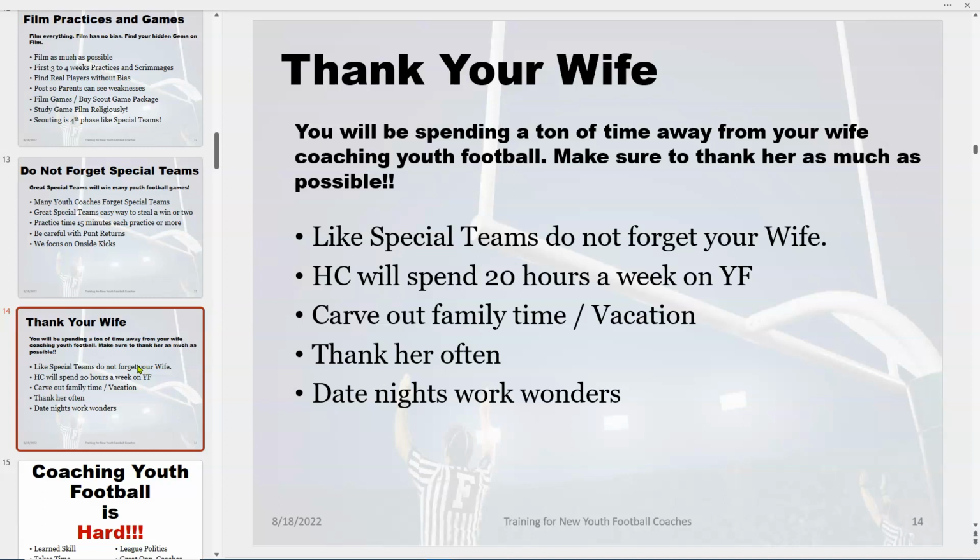And then date nights really work. You'll have a game either Friday or Saturday. So try to make sure you got a date night in there and that you're taking care of her and your family. Well, I think that's it of the 10 quick tips for a rookie and new coach coaching youth football.